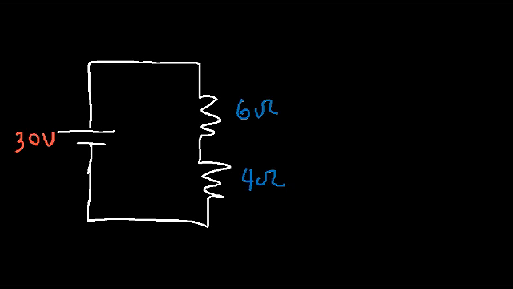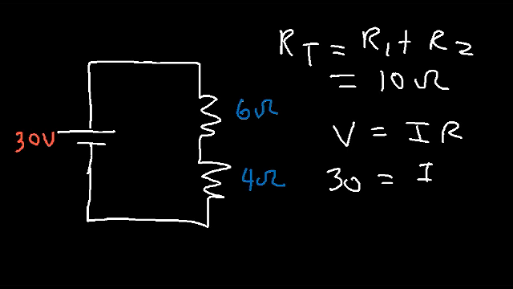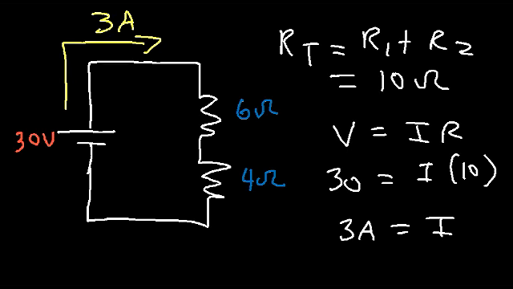Now in this problem, the first thing you want to do is find the total resistance. In a series circuit, it's simply R1 plus R2. And if you have a third resistor, plus R3. So it's 6 plus 4. The total resistance is 10. Now the next thing you need to do is use Ohm's law. V is equal to IR. If you use the total voltage of 30 volts and the total resistance of 10 ohms, the current that flows through the circuit is 30 divided by 10, so it's 3 amps. So 3 amps of current leaves the battery and flows through each resistor.